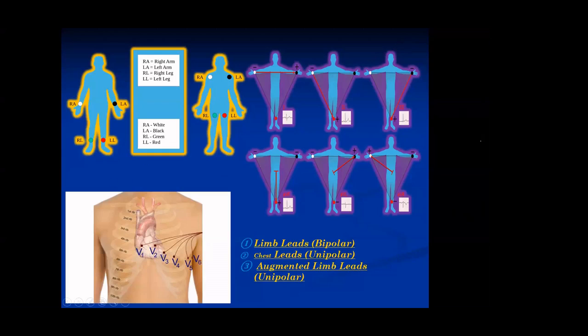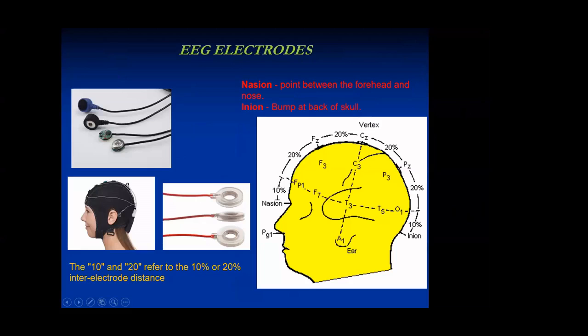So these 12 records, the output of these electrodes, will be electrical signals. And in case of EEG, electroencephalogram, which is the electrical activity of the brain, there are different types of electrodes. They are placed on the scalp.